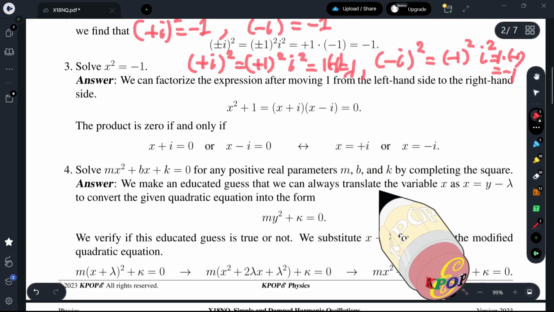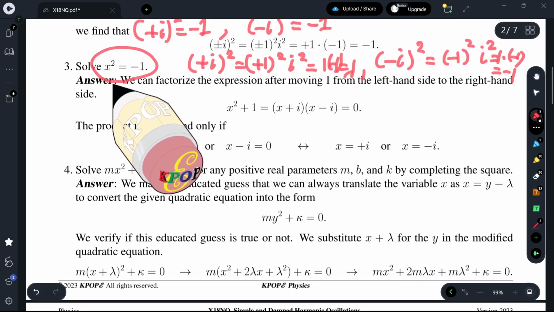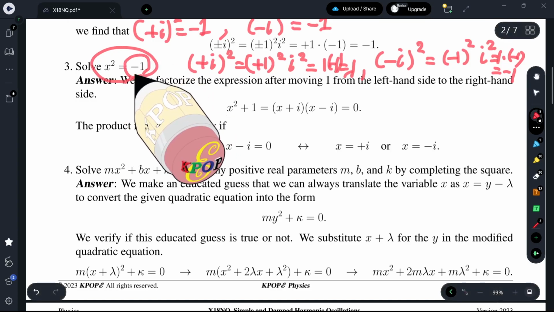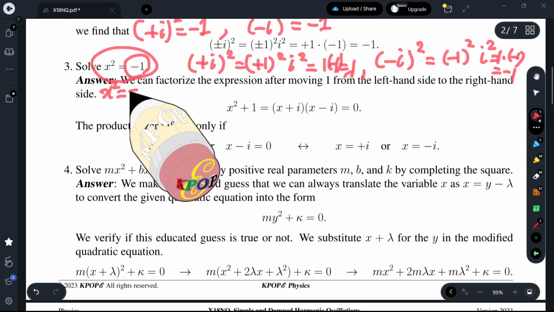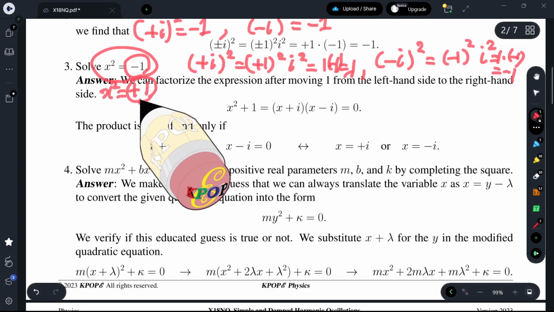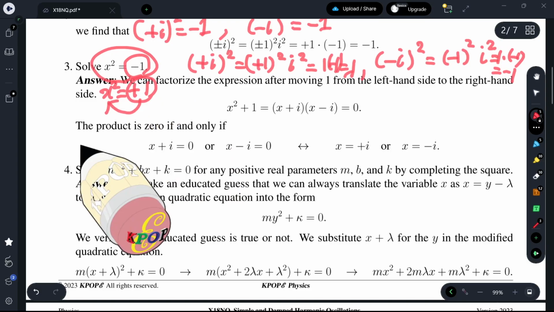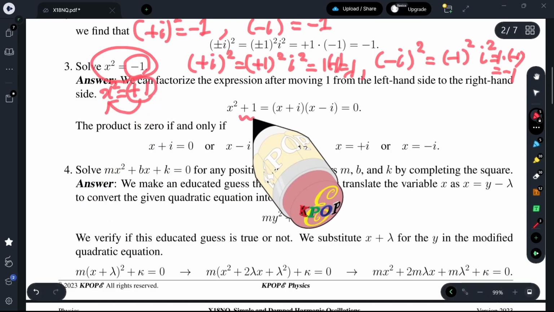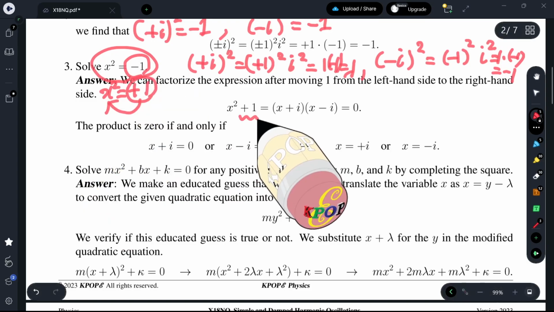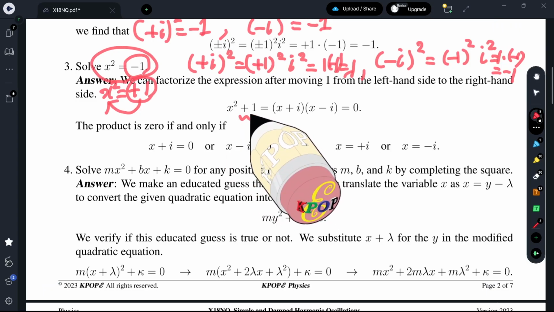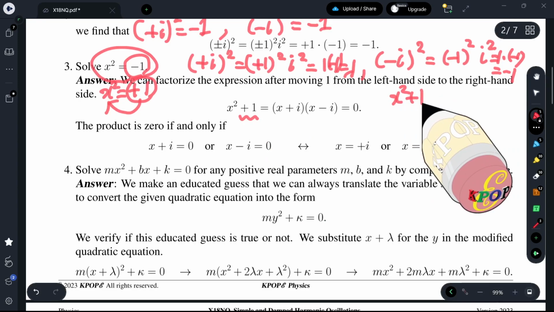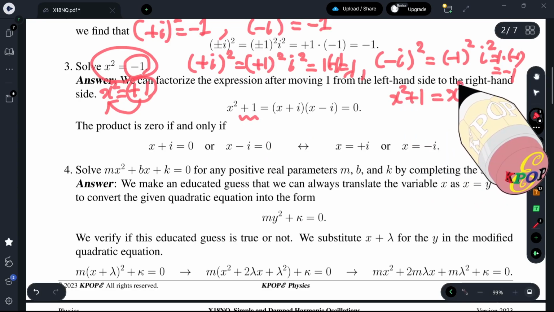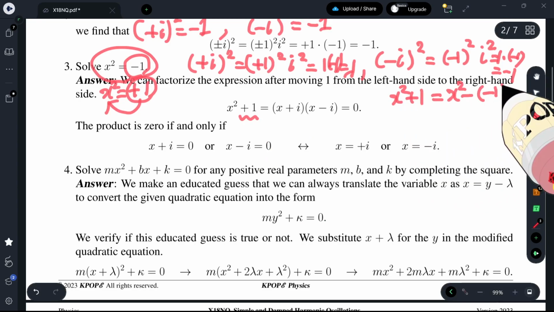Solve the quadratic equation x squared equals minus 1. We follow the same way we used to solve the equation x squared equals plus 1. First, move this one to the left-hand side, so that it becomes x squared plus 1 equals 0. Now we can factorize this.